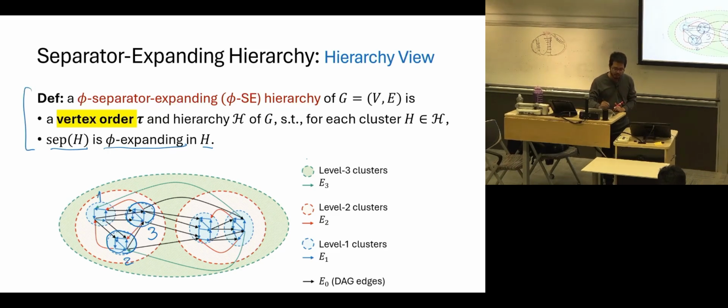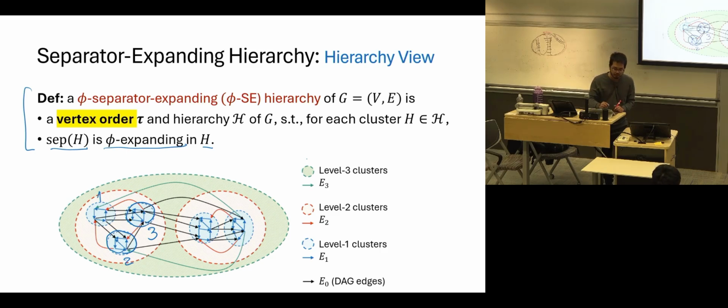Anyway, this is the definition, and I hope you have questions about this. Is it clear or not? Yeah. I guess I'm a little confused about where the vertex order part is coming in, because if we forgot about the vertex order and just had clusters such that the separator is expanding, then it seems like that still achieves the goal, and maybe this is inducing a vertex order of some sort.